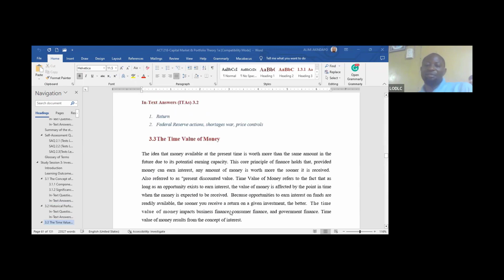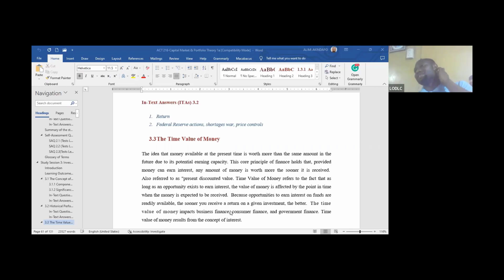Then we have the time value of money. Time value of money is an idea that money available at the present time is worth more than the same amount in the future due to its potential earning capacity. That is why, at times, when somebody promises to give you 10,000 naira today and promises to give you 20,000 next year, it's better you collect the one of today, because of some factors that may affect the 20,000 that he or she promised to give you in the near future.